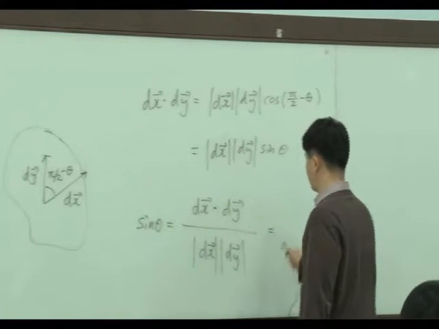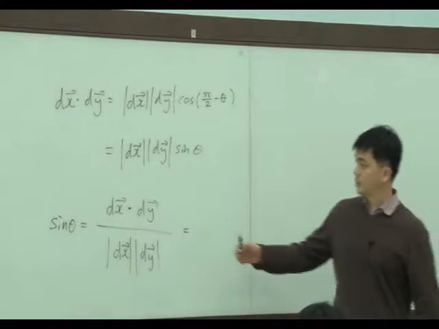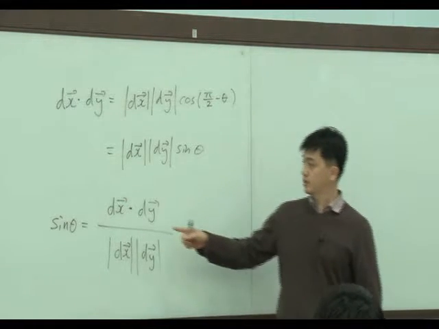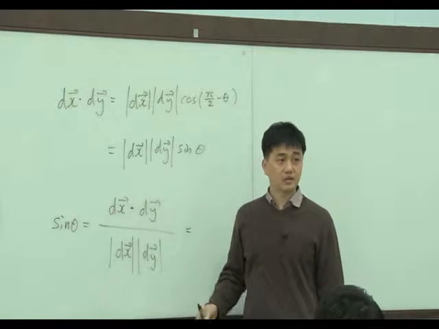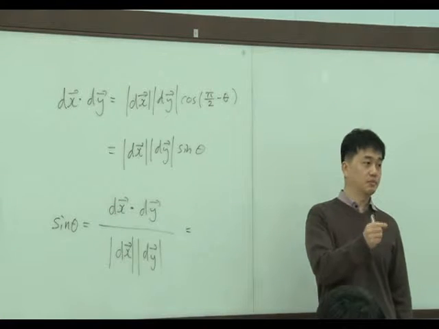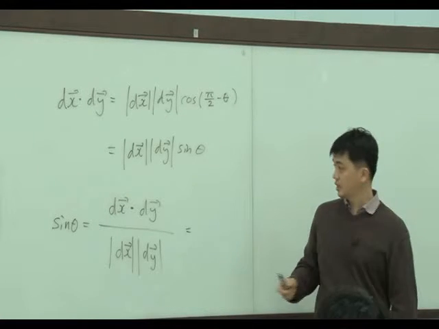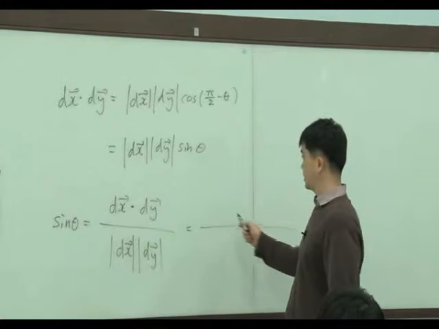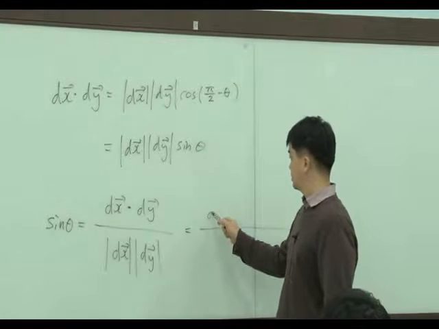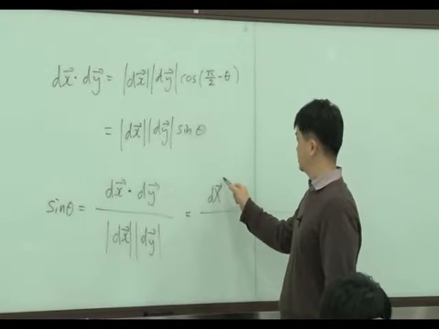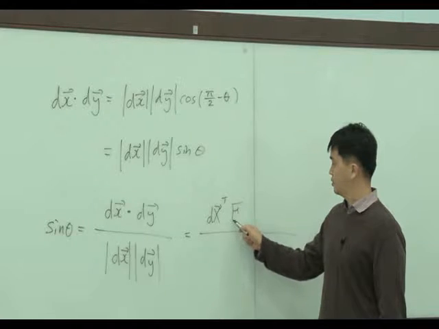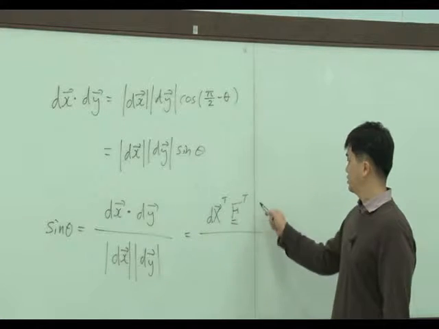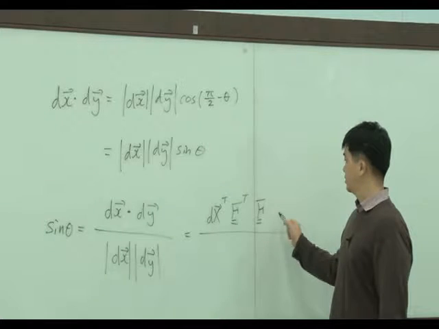And this equation becomes, because we know the relation between the lowercase dx vector and the uppercase dX vector. Its relation is given by the deformation tensor, right? So this becomes dX transpose F transpose F dY.